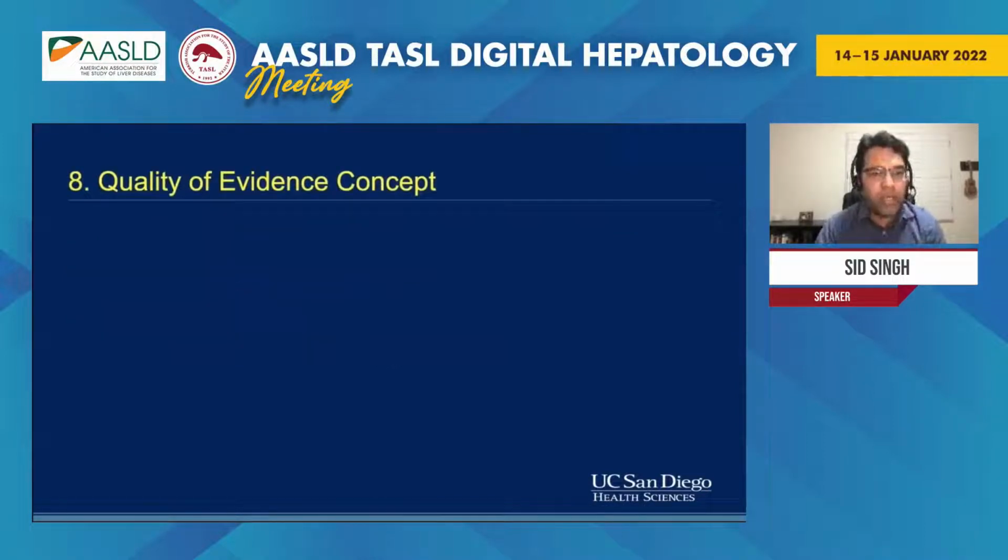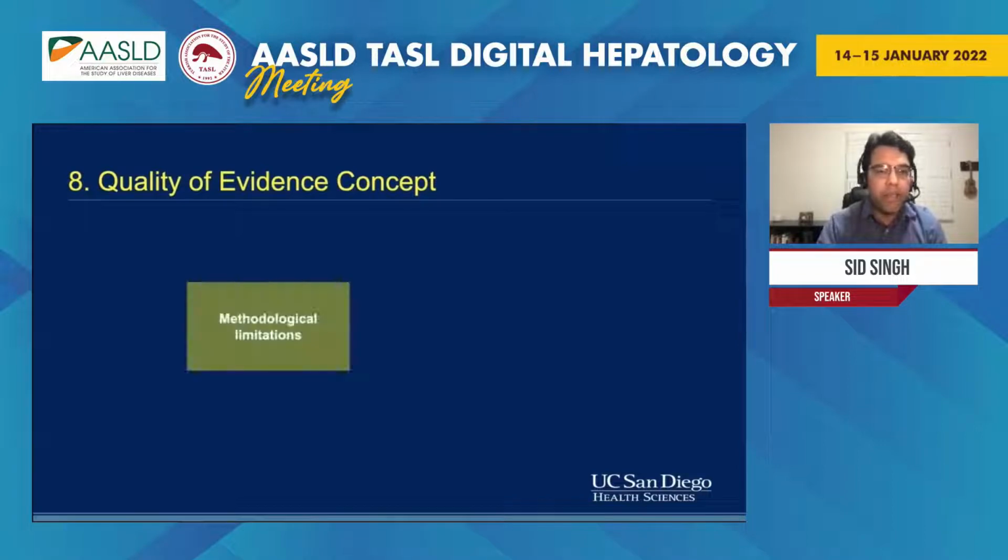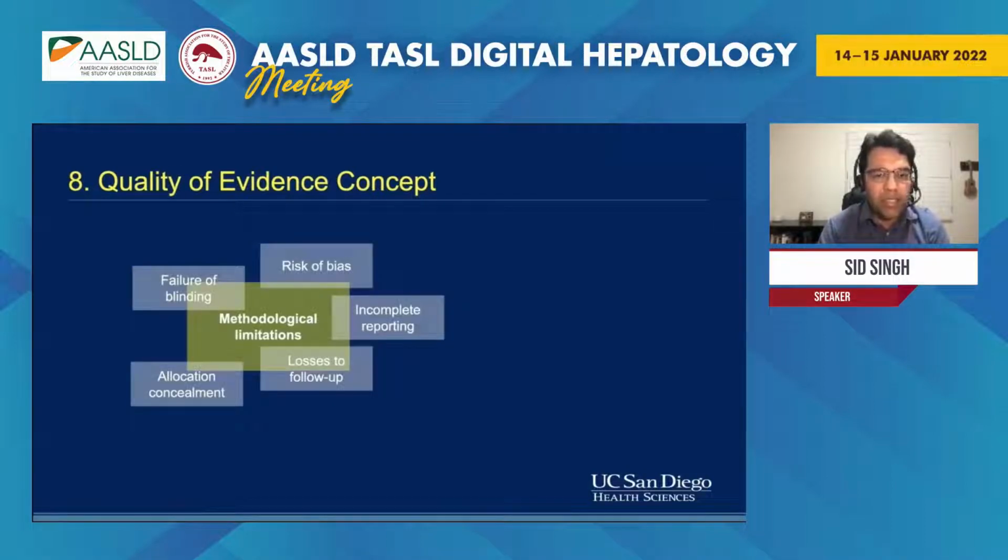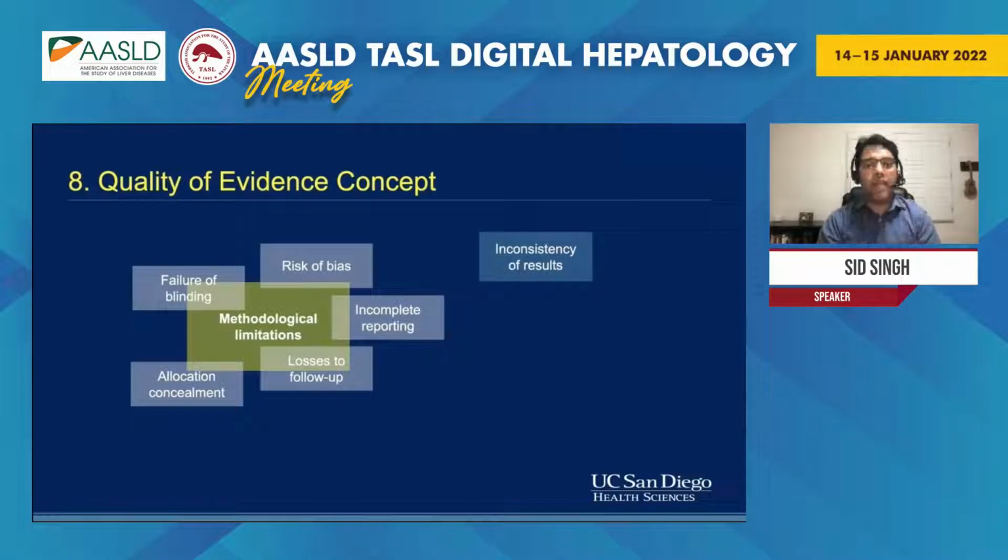Finally, we'll talk about the concept of quality of evidence. Again, we recognize that each study and each systematic review has certain methodological limitations based on risk of bias, incomplete reporting, losses to follow-up, allocation concealment, and failure of blinding. These are just methodological limitations within individual studies. However, once you've summarized all of this evidence, you may still find that there's inconsistency in the results of findings from multiple different studies.